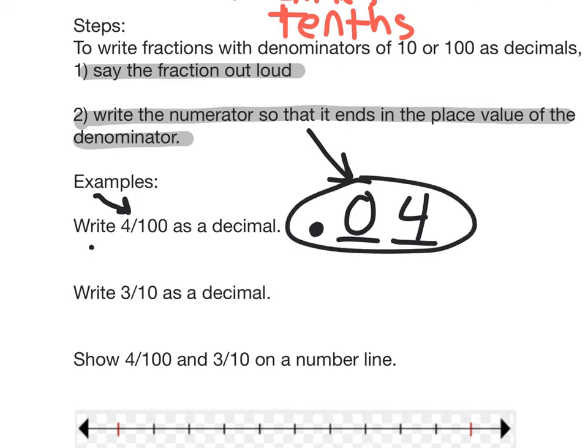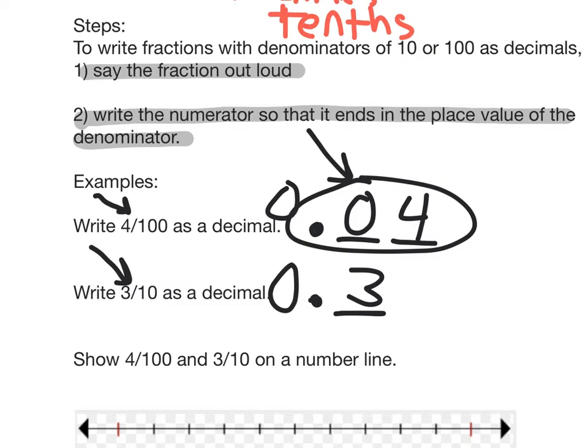Let's try this next one. I'm going to say it out loud. 3/10ths. I need to put 3 in the tenths place. I know the tenths place is the dimes. It's the first place to the right. So that's it. 0.3. With all decimals, you can put zeros before the decimal, and lots of times people do. So for 4/100ths, it could be 0.04, or for 3/10ths, it could be 0.3. That doesn't change anything, putting the 0 in front. So that's how you do it.